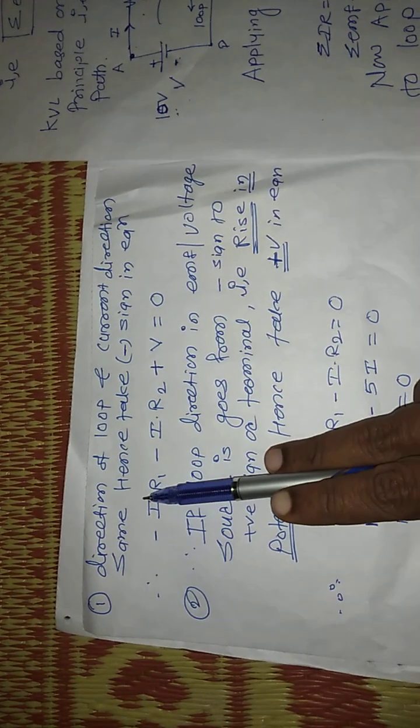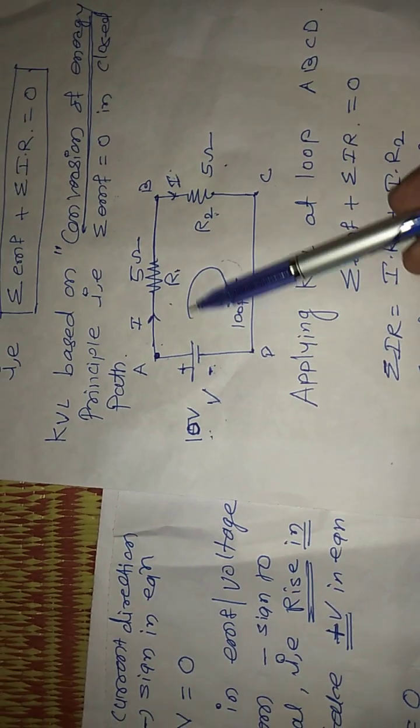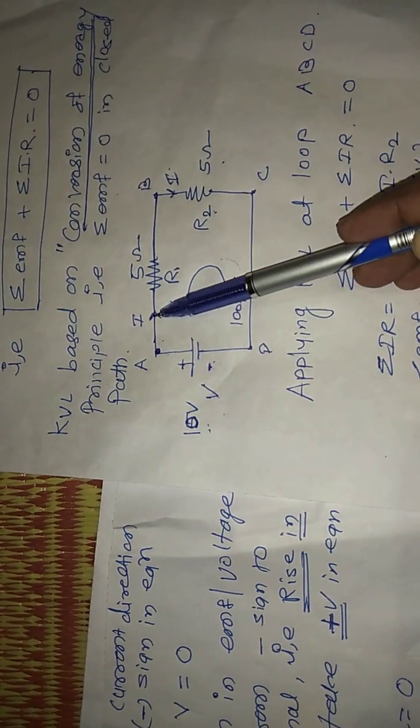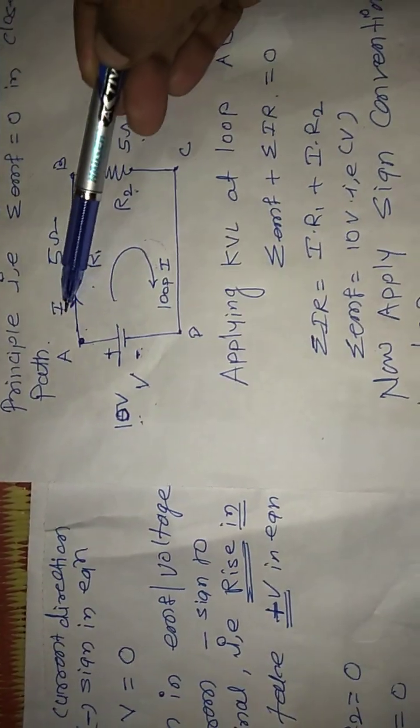Now the direction of loop and the direction of current are the same, hence take the minus sign in the equation. See, here is the circuit diagram. The direction of current and direction of loop are the same, hence take the minus sign in the equation. Similarly for this current.